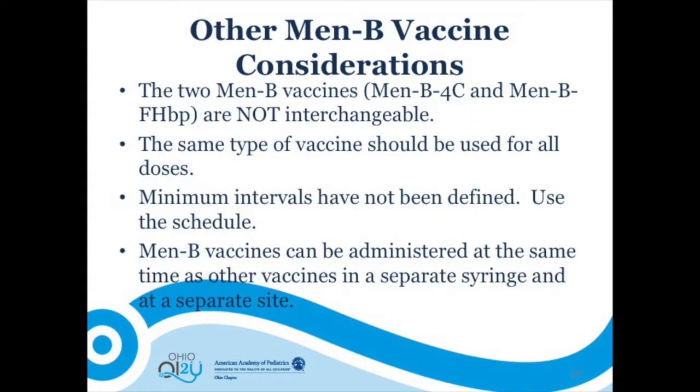These are some other meningococcal B vaccine considerations. The two Men-B vaccines, Men-B-4C and Men-B-FHbp, are not interchangeable, so the same type of vaccine should be used for all doses. Minimum intervals have not been defined, so the schedule should be used. Meningococcal B vaccines can be administered at the same time as other vaccines in a separate syringe and at a separate site. Next slide.